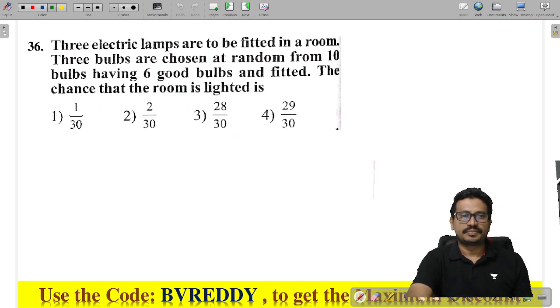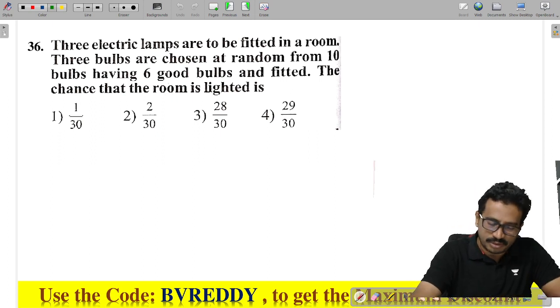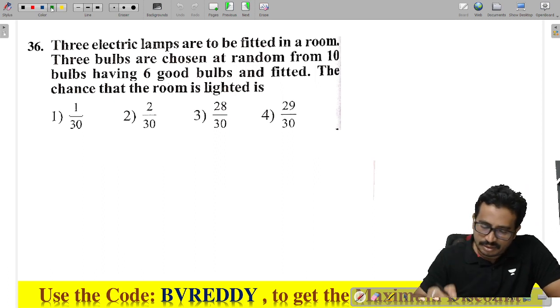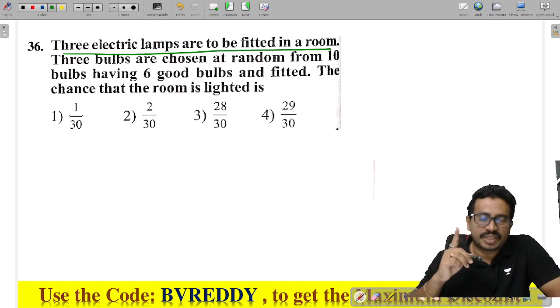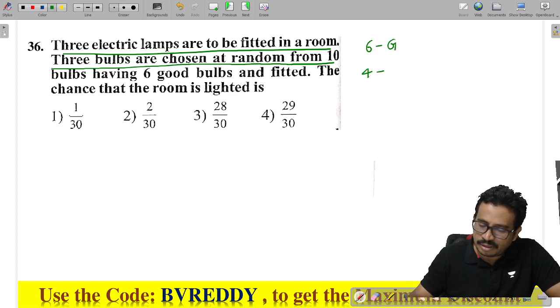Next problem. We have completed the linear algebra problems. Let's move to the probability problems. See this problem here. 3 electric lamps are to be fitted in a room, and 3 bulbs are chosen at random from 10 bulbs. Totally 10 bulbs are there. In these, 6 are good, and that means 4 are bad, defective.